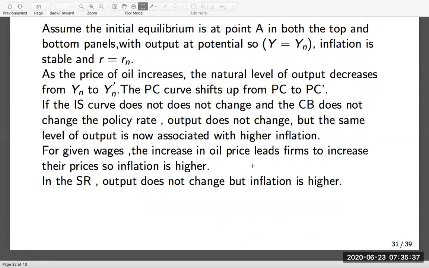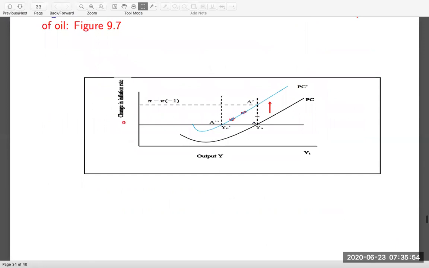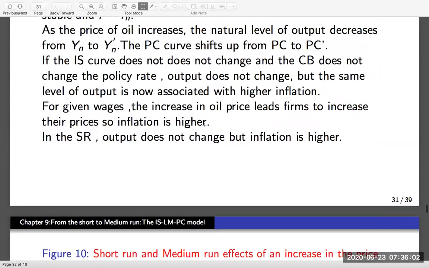If the IS curve does not change and the central bank does not change the policy, output does not change, but the same level of output is now associated with a higher inflation rate. So you need to know that. If there is this shift, output does not change, but now we are talking about a higher level of inflation. So remember that, in the short run, output does not change, but inflation is higher. You have to explicitly explain that this is what happens. So output does not change, but inflation has changed.